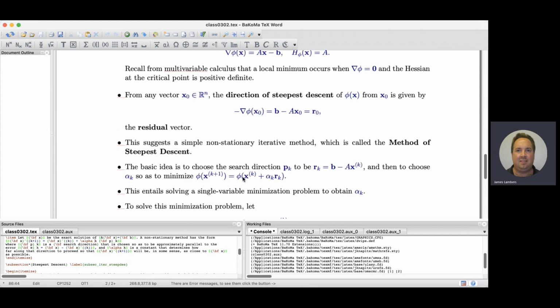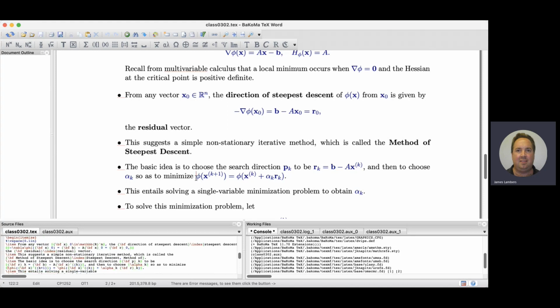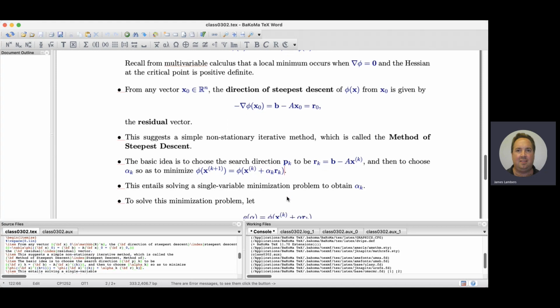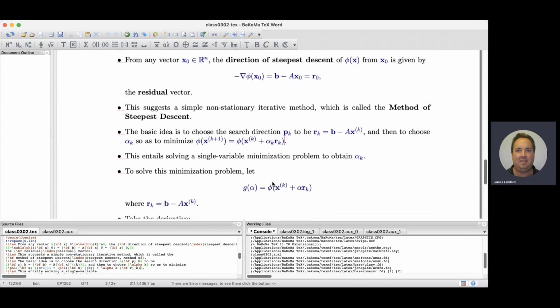With xk plus 1 being of this form, we're going to end up solving a one-dimensional minimization problem to make this value as small as possible. So we can think of this as now being a function only of alpha k, and minimize as in calculus 1, where you take the derivative with respect to alpha k and set it equal to 0. So that's what we'll do here.